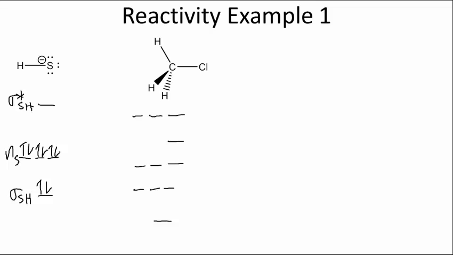All right. And then in CH3Cl, lowest energy orbital, sigma CCl, then sigma CH, then non-bonding on chlorine, sigma star CCl, and sigma star CH.